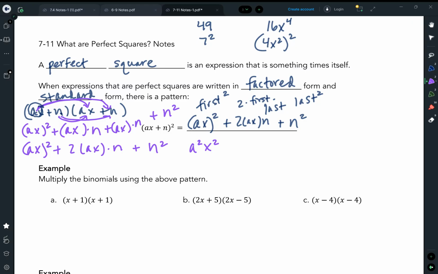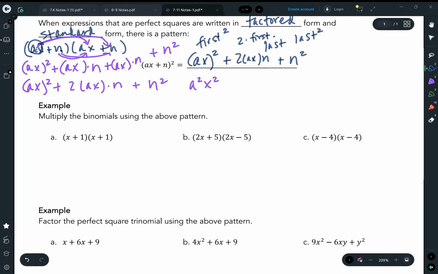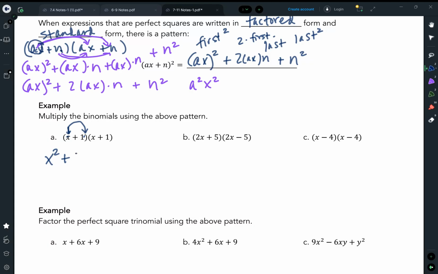All right, we're going to practice using this pattern a little bit. Let's look at the following binomials. We want to multiply them out using our pattern. My first term is the x. I want to take that and square it, so I have x squared. My middle term, I multiply my first and second term. So x times 1 is 1x, but then I want to double it, so 1x doubled is 2x. Plus, I take my last term, which is 1, and square it. And 1 squared is 1.